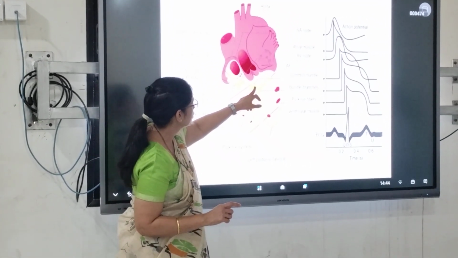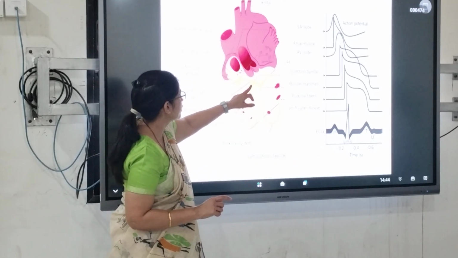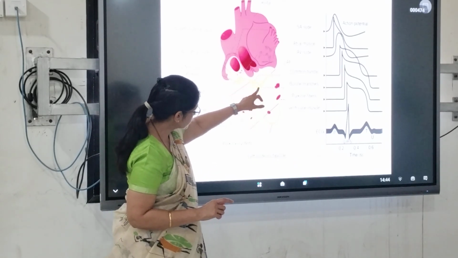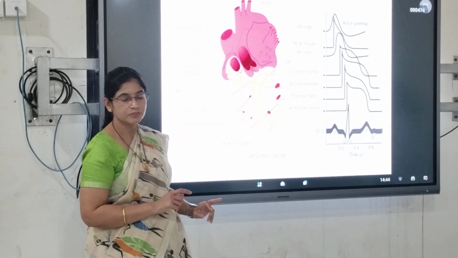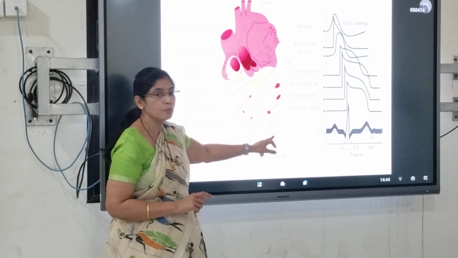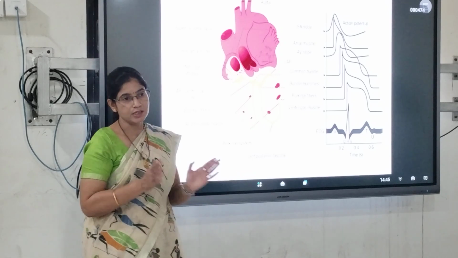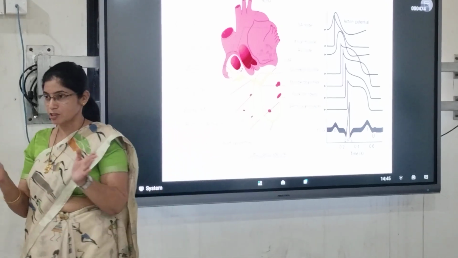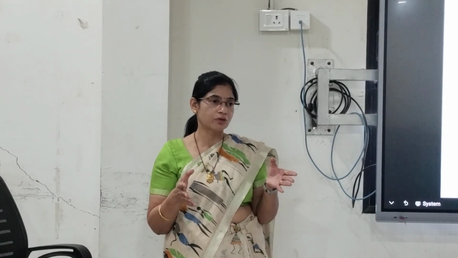Then from the AV node, the impulses reach the bundle of His. This is the bundle branch. From the bundle of His, your conducting system is divided into the left and the right bundle branch. They come up to the apex of the heart, and then move into the ventricular muscles, giving different branches. This conducting system is nothing but cardiac muscle. The SA node is nothing but cardiac muscle.